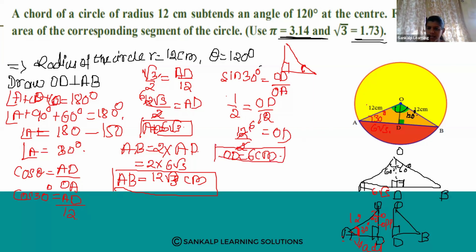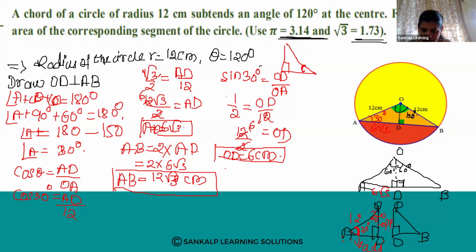Now, by using this OD, what is it here? Height of this triangle. And we know the base. Base is AB. We know the value of the base. That is, AB value is 12 root 3 and height value is 6 centimeter. By using these two values, we can find the area of the triangle OAB.